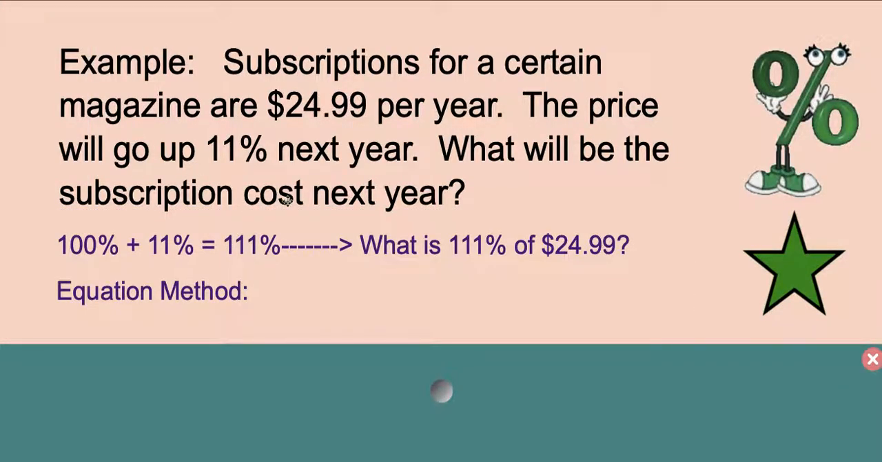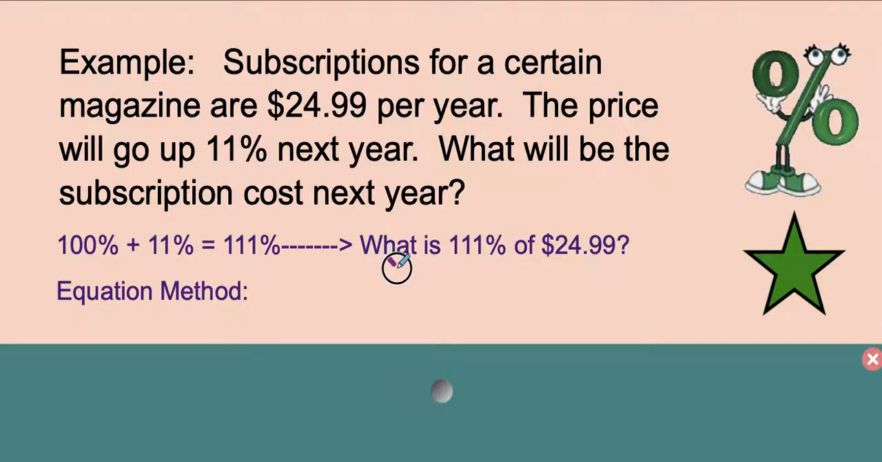So we're going to look at a different method here, an equation method. So same type of problem. Subscriptions for a certain magazine are $24.99 per year, but the price is going to go up 11%. So I have 100% plus an additional 11%, which is going to be my final cost for next year. So my question is, what is 111% of what I have now, which is $24.99? Because this is more than 100%, I know that's going to increase. So this is my second method, my equation method.